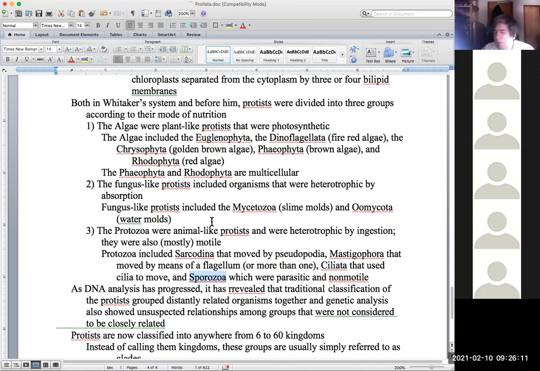So let's look at a couple of these organisms moving. So I'm going to stop screen sharing here for a moment, go to something else.